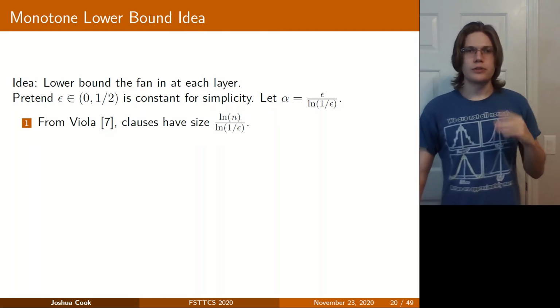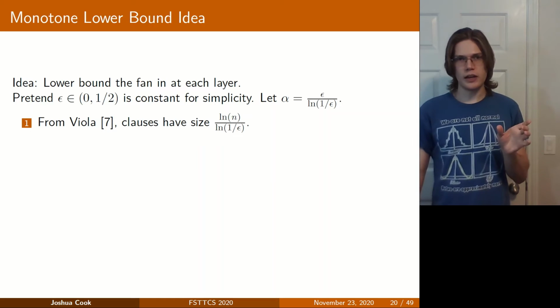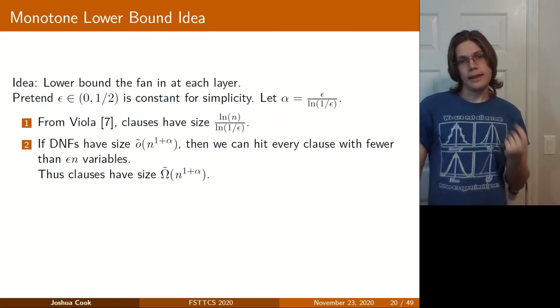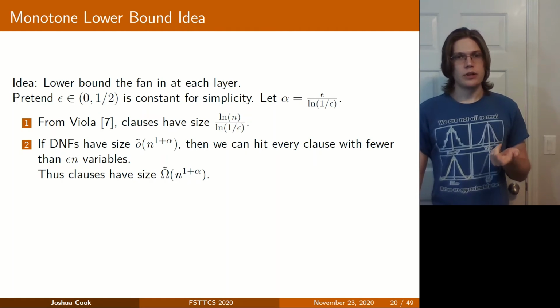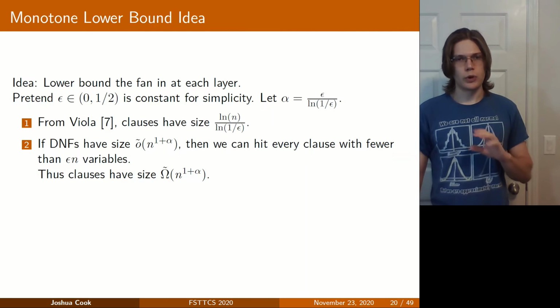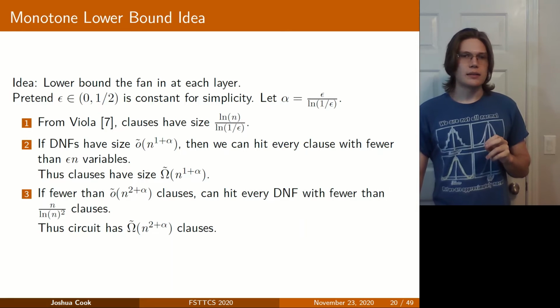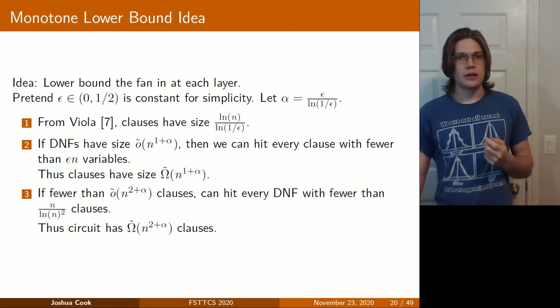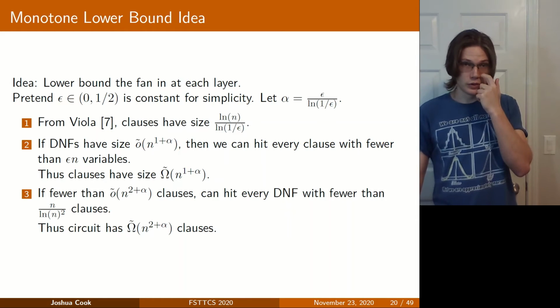So first, we're going to use a result from Viola to lower bound the clause size to log n over log of 1 over epsilon. Then we're going to lower bound the DNF size to n to the 1 plus alpha, where alpha is a constant greater than 0. And then we're going to use that to lower bound the number of clauses inside of the entire circuit to n to the 2 plus alpha, where alpha is greater than 0.